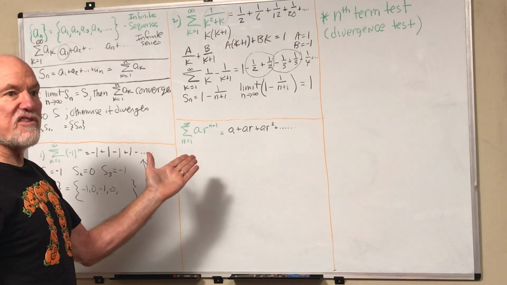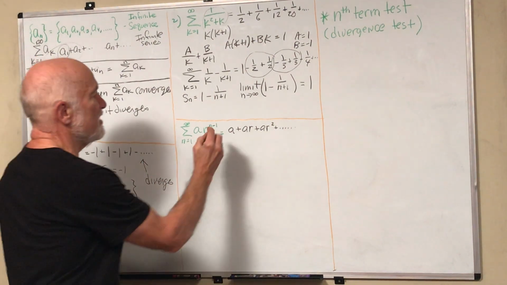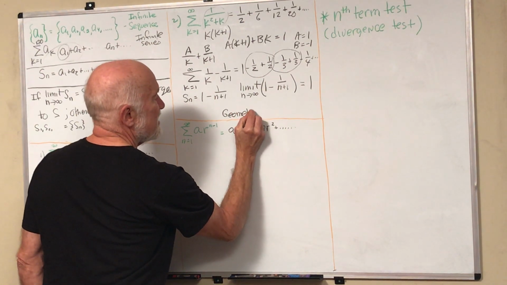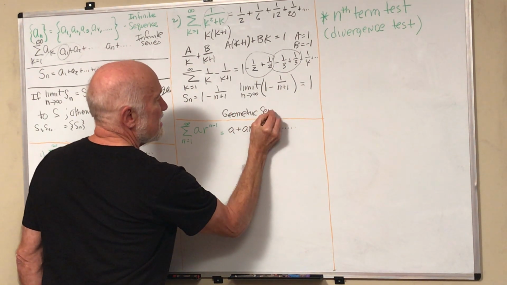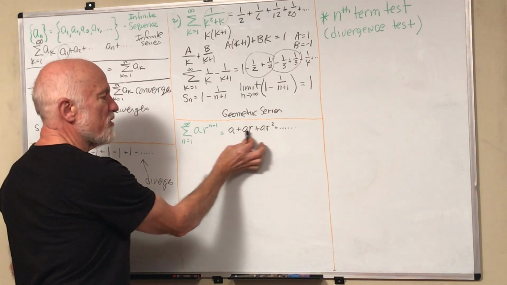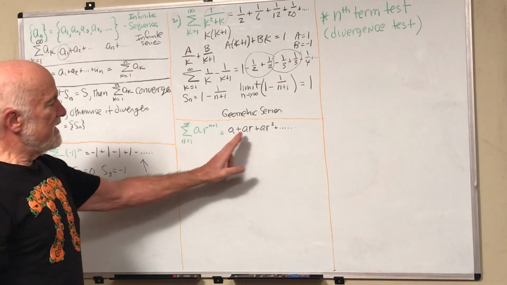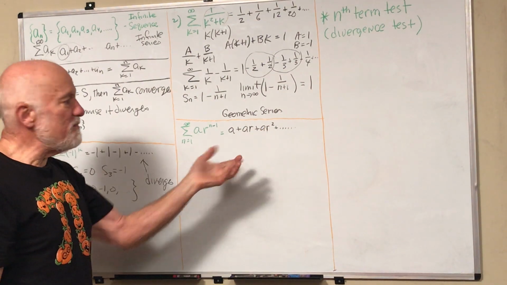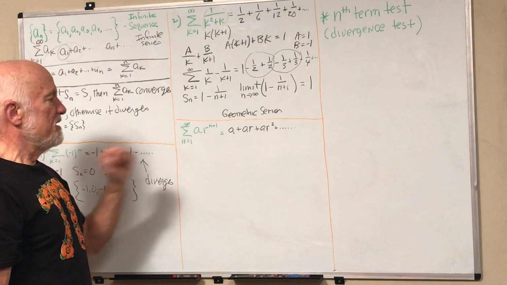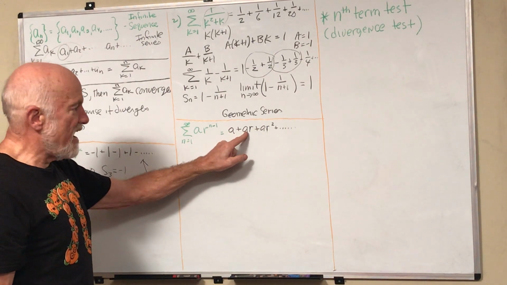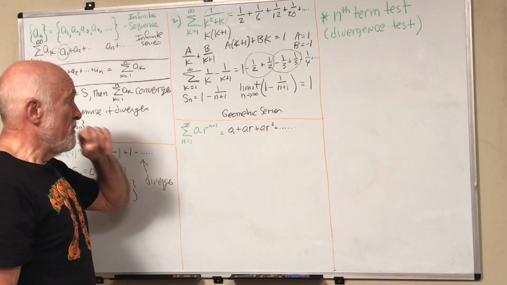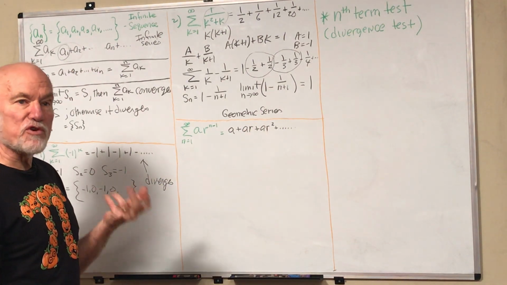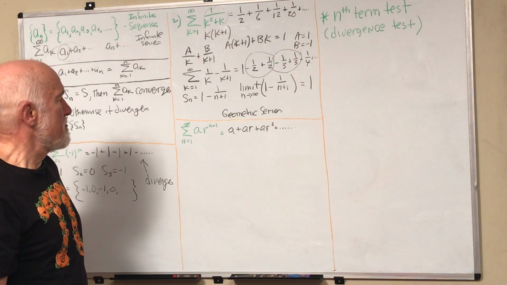This type of series has a special name. It's called a geometric series. Because every term, you get to the next term by multiplying by the same thing, r. So a times r squared. You're multiplying every term by r to get to the next term. That's referred to as a geometric series.